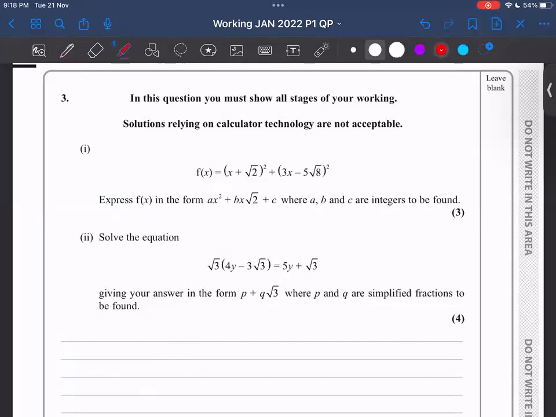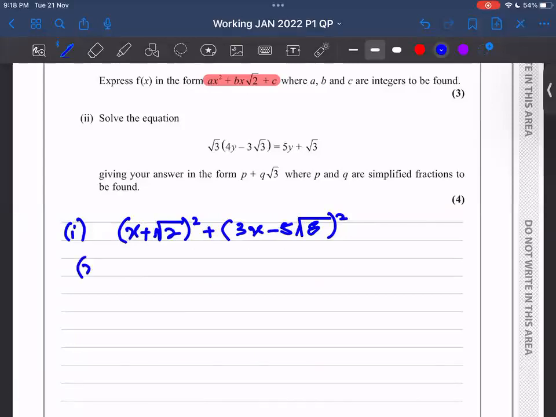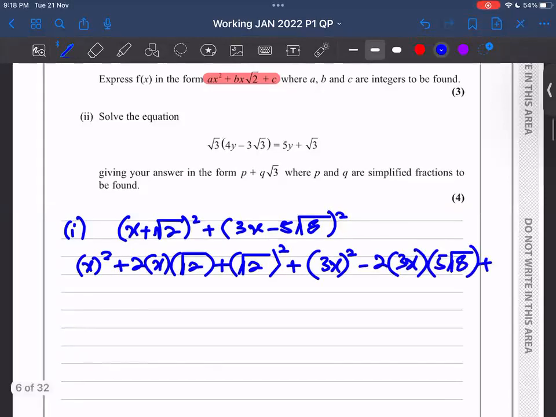They are saying express this in this form. It means they want us to expand this bracket. Let us write (x plus root 2) whole square plus (3x minus 5 root 8) whole square. So this is going to be a square plus 2ab plus b square, and a square minus 2ab plus b square.